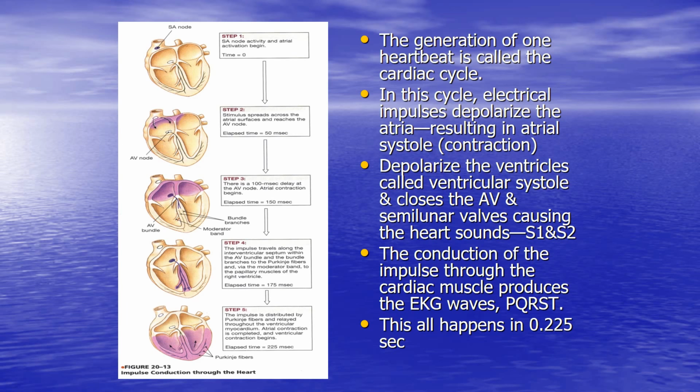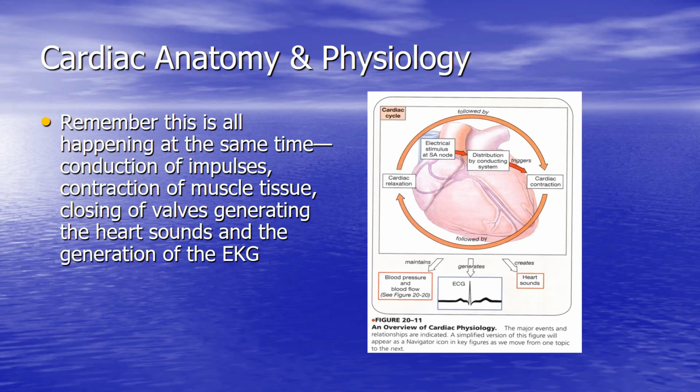This diagram shows the generation of one heartbeat, and it's called a cardiac cycle. But remember, while all of this is happening, blood is being received in the atria. The atria are filling up. Once the atria are filled, then the atria depolarize. Depolarize means to receive an electrical impulse that normally results in contraction. 99% of the time, when the cardiac muscle gets an impulse and depolarizes, it results in contraction.